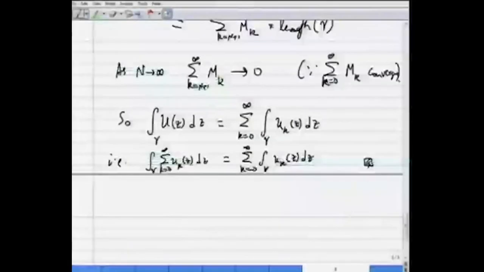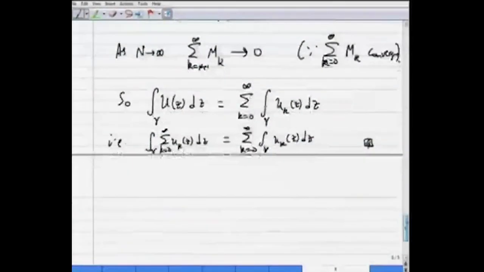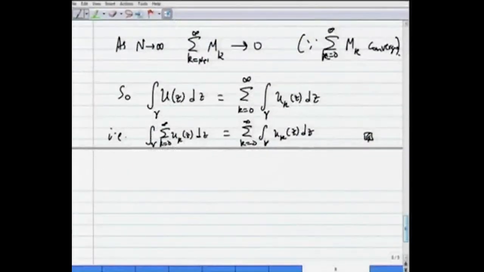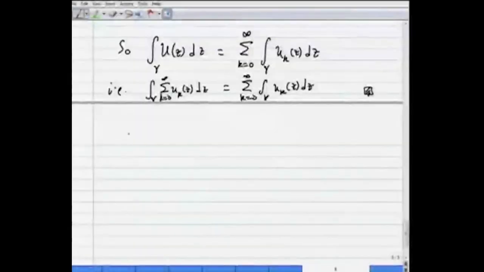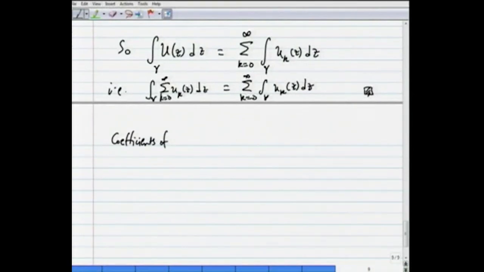Okay. So, it is the end of the proof of this lemma. We will use this for the proof of Taylor's theorem. So, this is the first result that we will need. And the next result that we will need to prove Taylor's theorem is as follows. So, this is about the coefficients of power series.